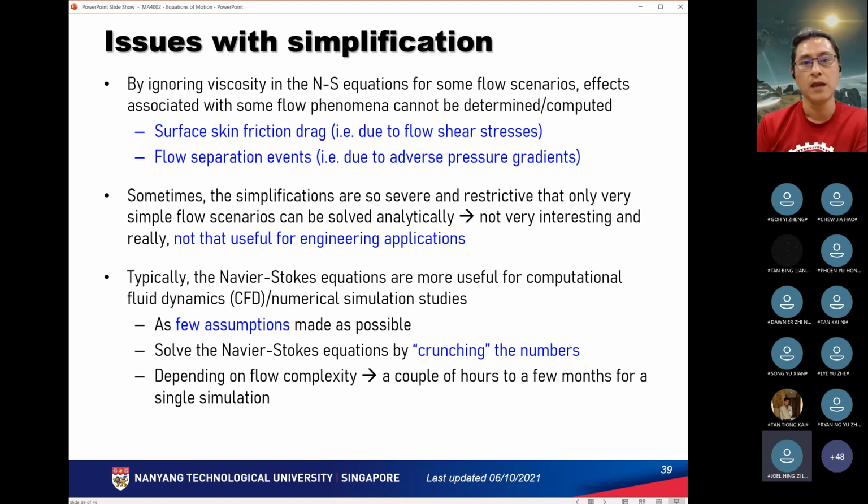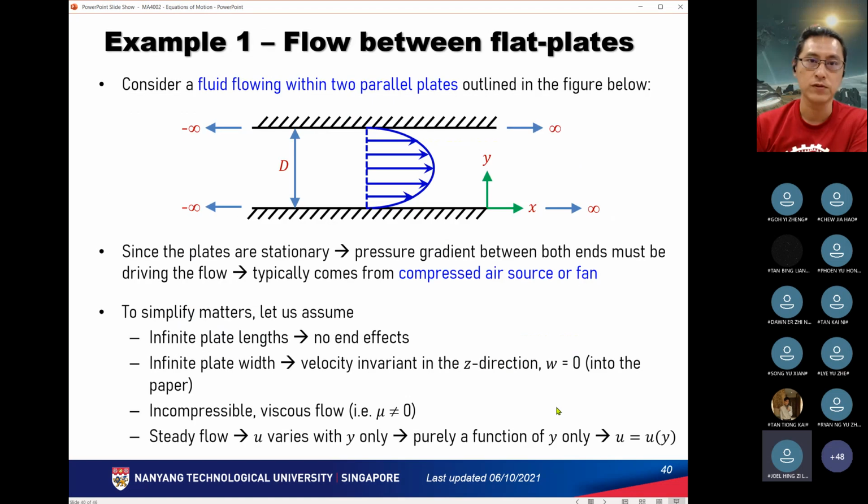Some flow simulations can take up to a couple of weeks to a couple of months on a supercomputer. Now, back to how we may simplify the Navier-Stokes equations. I'm going to go through a few classical examples so that you will know how it's being done.